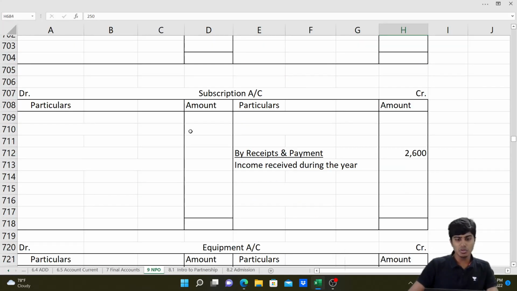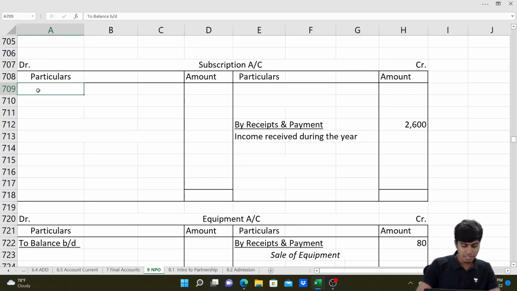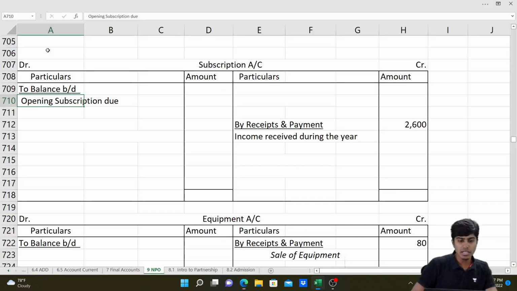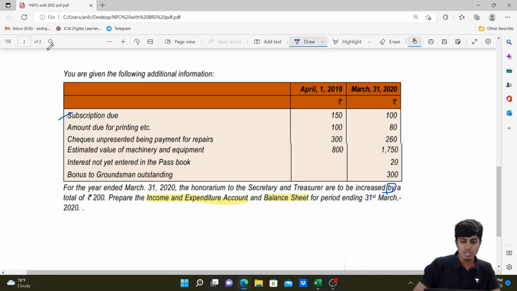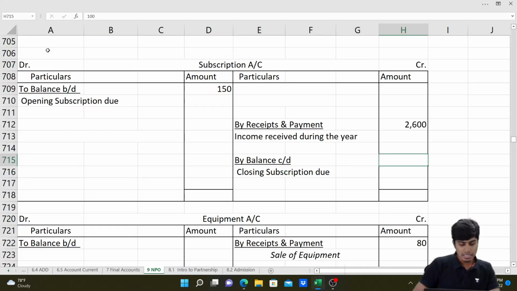Chalo, let me take you all to subscription account. As I just mentioned, it is an asset, subscription due, opening balance on the asset side, opening subscription due. How much is that? 150 rupees. And the closing balance, I would write it on the credit side of subscription account by balance carried down, closing subscription due. This is rupees 100.